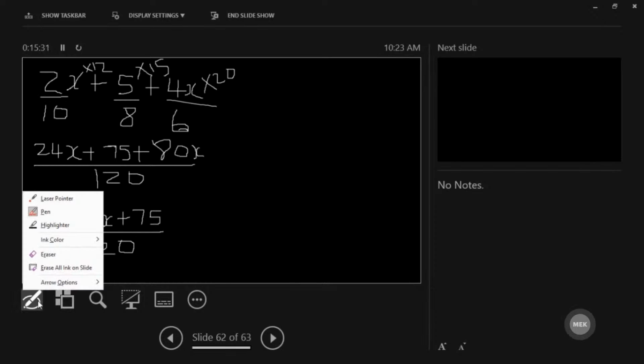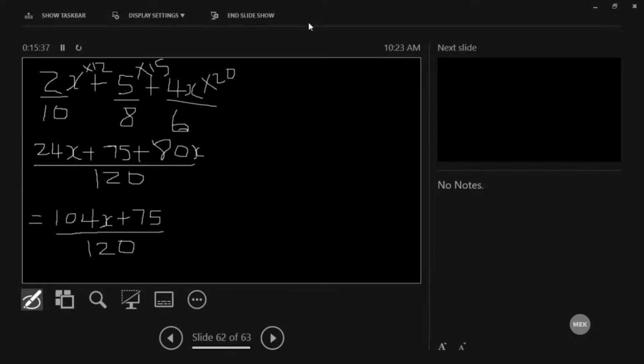All right, so let's continue. This time, let's put the variable in the denominator. So let's say we have 1 over x plus 6 over x plus 1 over 3.